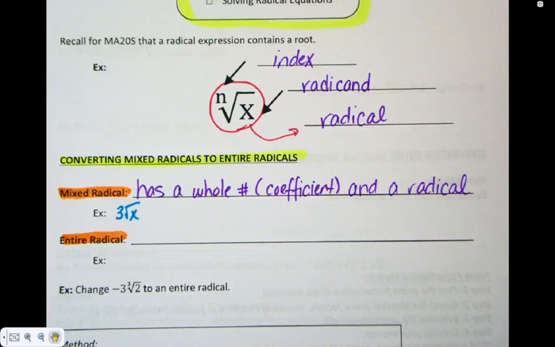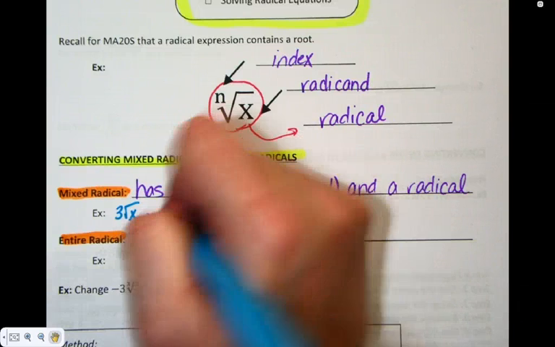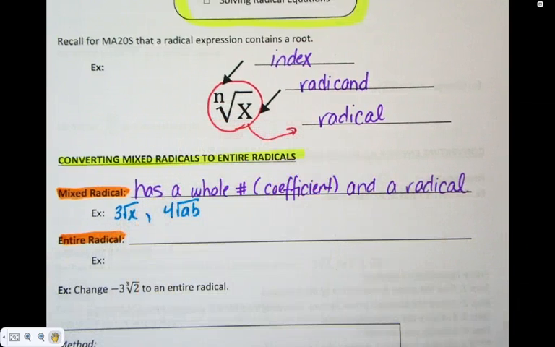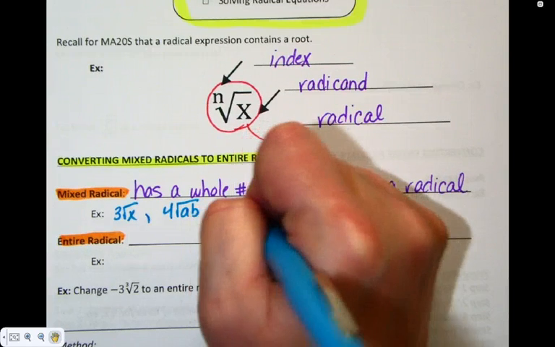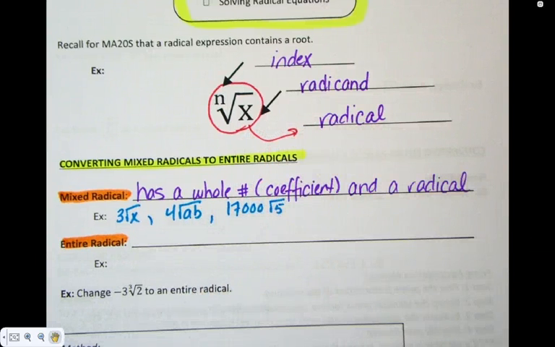Notice all the vocabulary I used in there. We call it a root, we call it a radical, we call it a square root. All mean the exact same thing. Another example could be 4 times the root of ab. Four root ab, or 4 square root ab, or 4 radical ab. It could be 17,000 root 5. 17,000 times the root of 5.